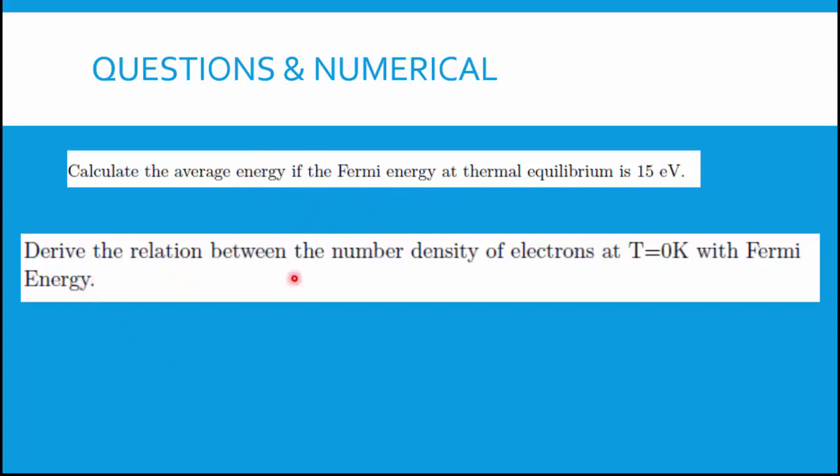Second question: derive the relation between the number density of electrons at temperature T equal to 0 Kelvin and Fermi energy. We have derived a few slides back in this lecture the relation between Fermi energy and the total number of electrons as EF is equal to h square by 8m into 3n by pi V, the whole thing to the power of 2/3. So capital N by V is your number of electrons per unit volume, which is called the number density. If you derive that relation and make N by V the number density, you arrive at this question.